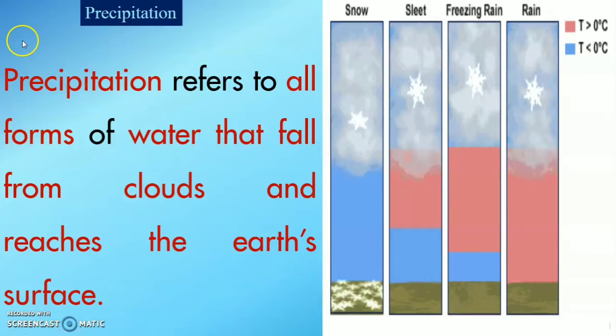Good. Now, let's learn about precipitation, which is the next component of the hydrologic cycle. So, what is precipitation?